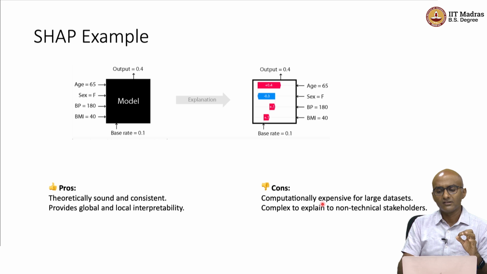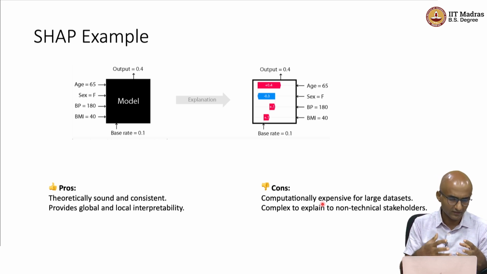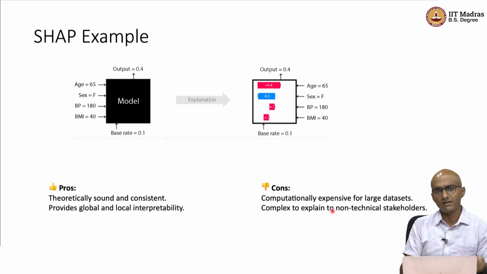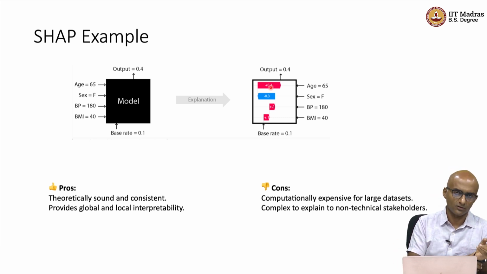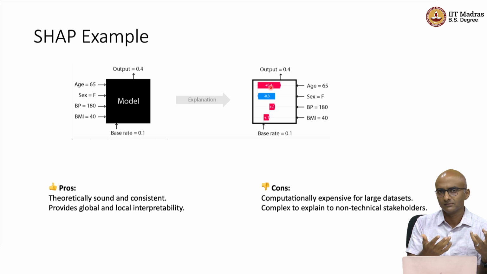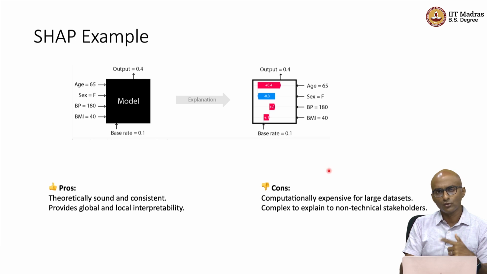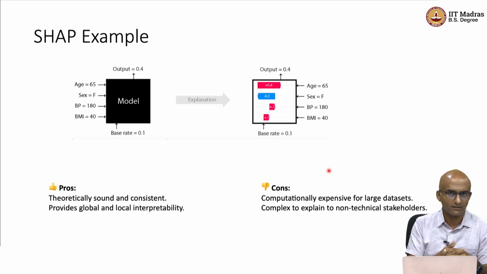The cons is that it's computationally expensive for large data sets because you're computing average marginal contributions for all features, and it's complex to explain, right? Like I just said, 0.4 is not a weightage. In fact, for another sample, it might not even be a positive contribution. It can be a negative 0.3, right? So it's hard to explain to technical stakeholders, non-technical stakeholders, I should say. Whereas for those kinds of stakeholders, maybe feature importance is a metric to start off with.